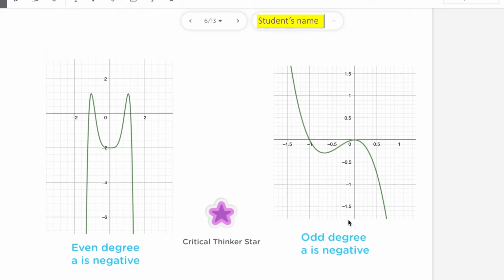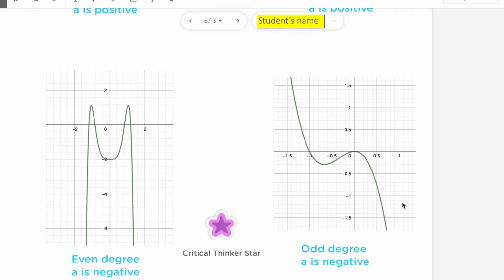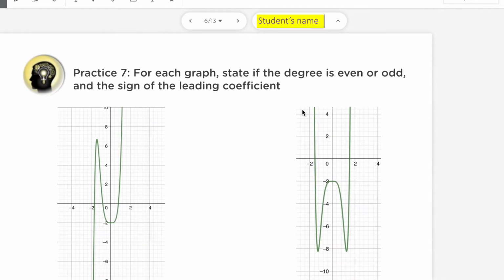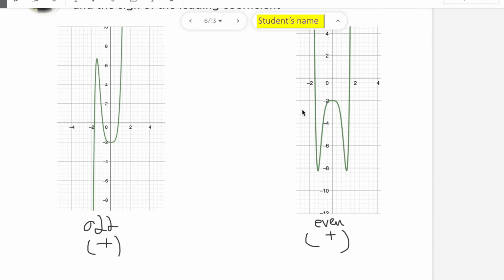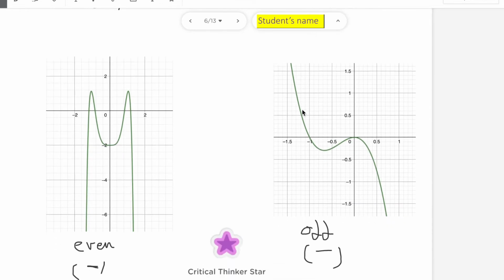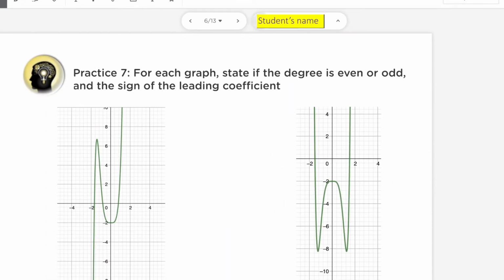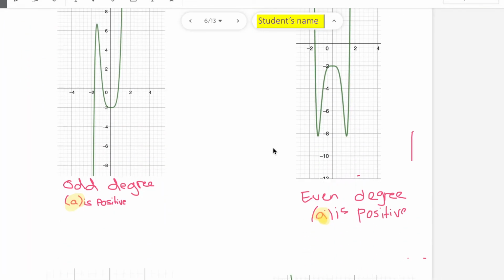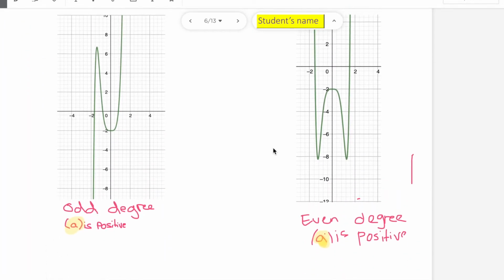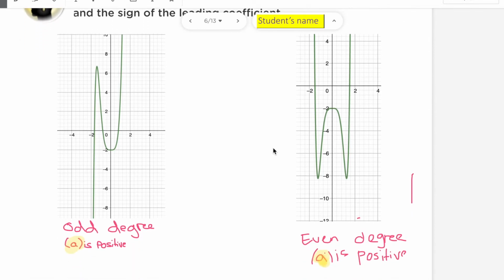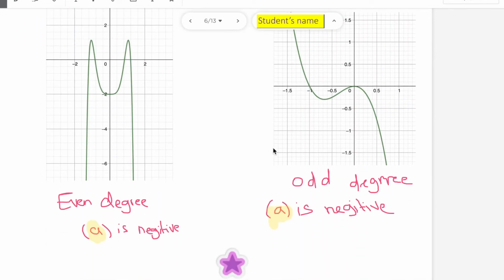And this one is odd degree, coming from plus infinity, going down to minus infinity. And because of this direction, a is negative. So we have two types of functions, the odds and the evens. Here is another answer from another student: odd degree and even degrees. We have two types.